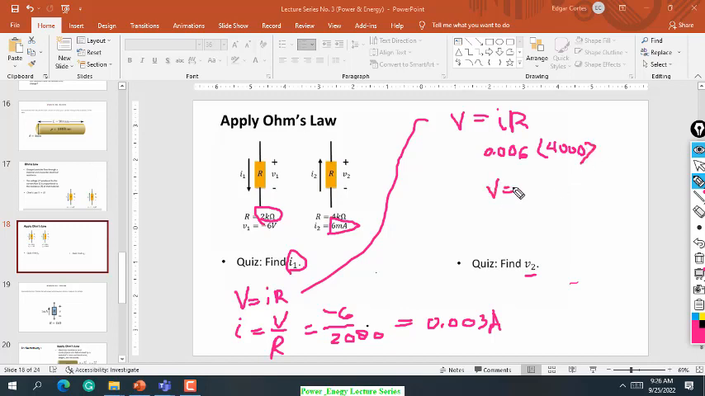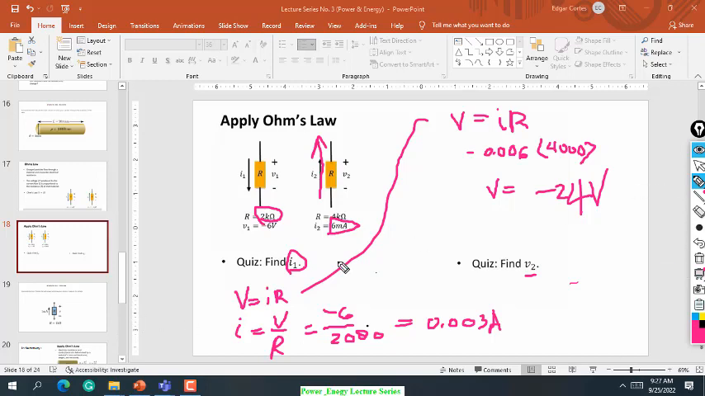V equals, how much is V? Negative, there is a negative because of I. Where does it come from? It is generated. V equals negative 24. Is it 2.4 or 24? 24. 4,000 times 0.006 is 24. So 24 volts. Okay?